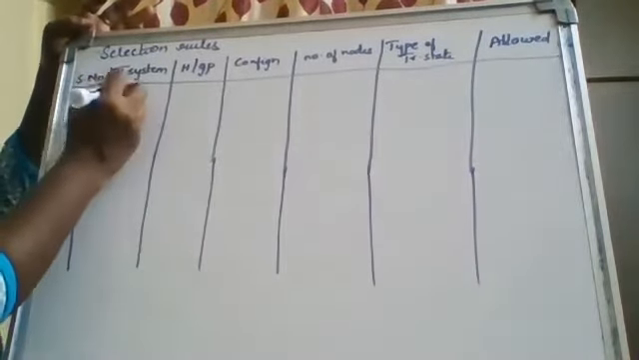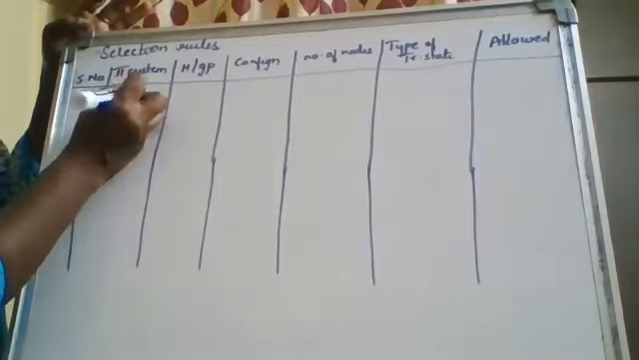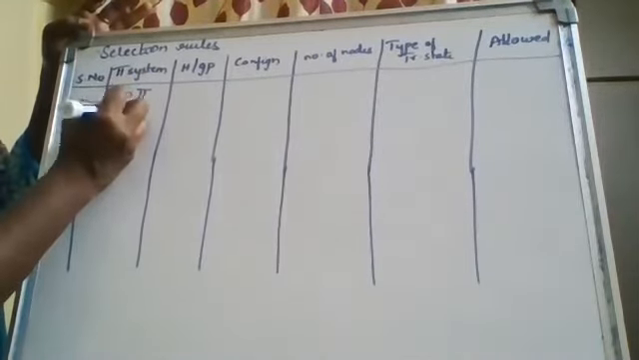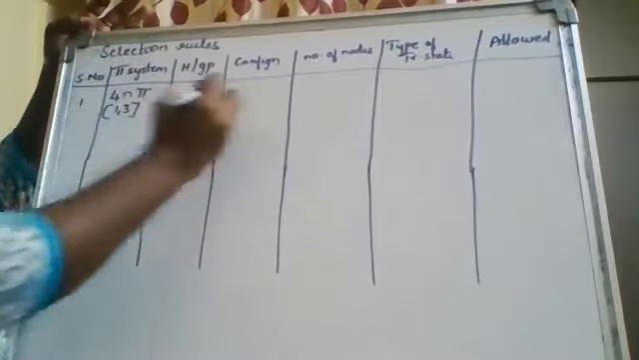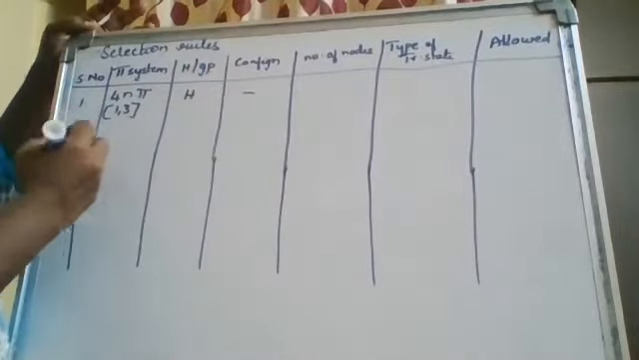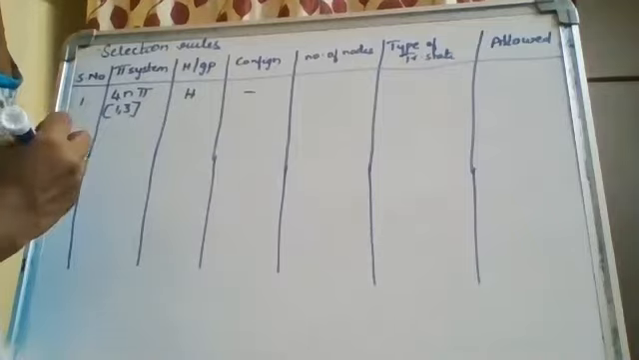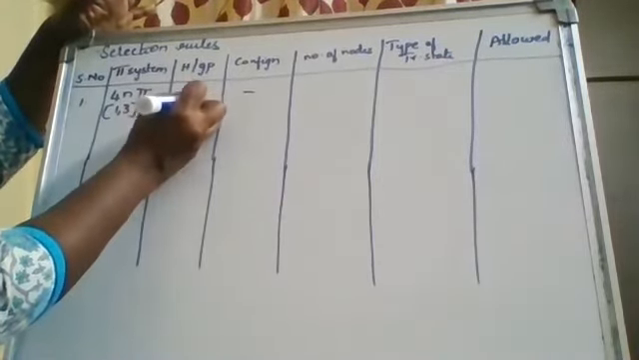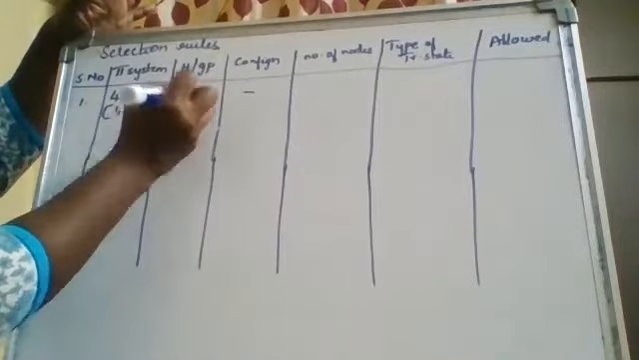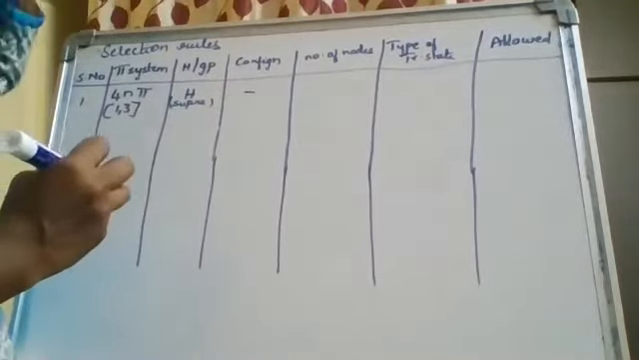First one, 4n pi system. It's a 1-3 migration. Hydrogen migration, you don't have any configuration. I'm going to write it below itself. Suprafacial migration. Hydrogen suprafacial migration.